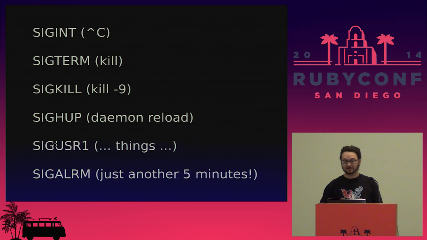Similarly, SIGUSR1 is set aside specifically as user-defined, and you can send a SIGUSR1 to any process, and if it happens to have some code, then it will do something. The default that the OS provides is ignore. SIGALRM is also fun. You can set an alarm and then it'll call your callback.